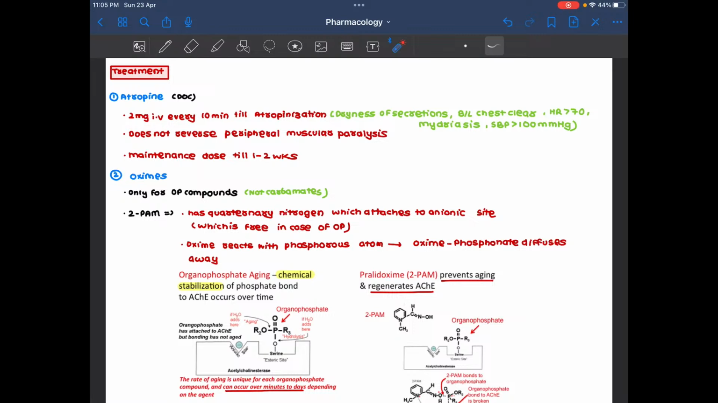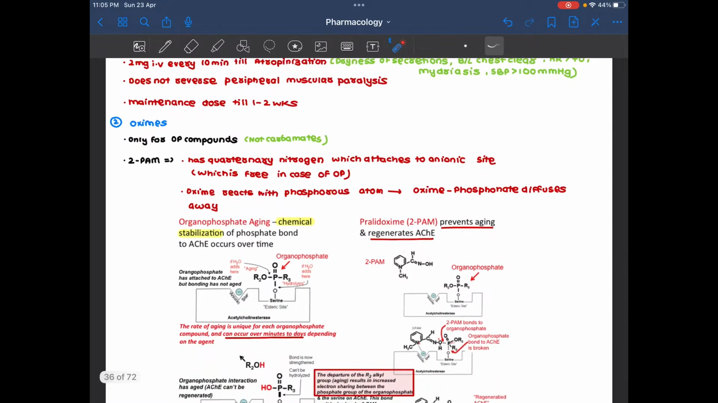What is the best indicator of your atropinization is your drying of the secretions. That is the most sensitive, I would say. Then, followed by that, we can see bilateral chest clearance as well due to decrease in tracheobronchial secretions. Heart rate becoming more than 70, that's also one sign. Mydriasis, very less specific, and your systolic blood pressure becoming more than 100. So, all of these are signs of atropinization, but the best among them all is your dryness of the secretions. Okay? Atropine is not going to reverse your peripheral muscular paralysis. Okay, mind you. And you gave atropine 2 milligram every 10 minutes till atropinization, then you're going to give them a maintenance dose for 1 to 2 weeks or even more than that.